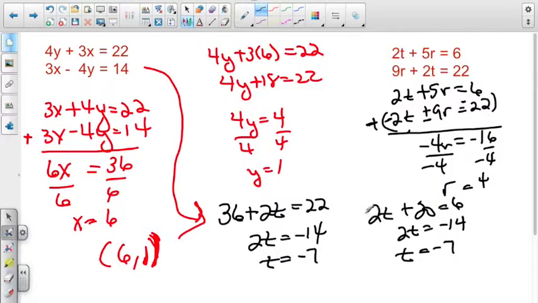So my point of intersection, since r comes before t, we're going to form (r, t), would be (4, -7). All right. So that's the idea of solving systems of equations by eliminating the variable through addition and subtraction. Hope you have some questions.